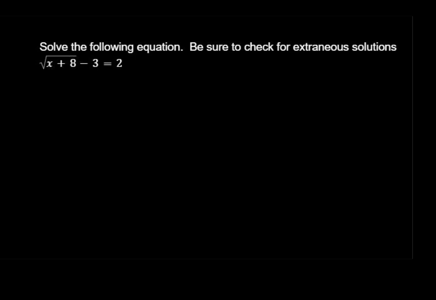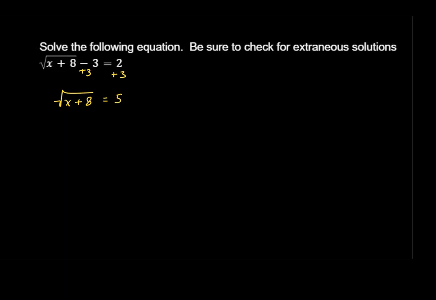So we're going to be solving the equation, the square root of the sum of x and 8, minus 3 on the outside, equal to 2. So in general, the strategy we're going to use is we're going to remove everything on the outside of the radical. So I'm going to simply add 3 to both sides, leaving us with the square root of x plus 8 is equal to 5.